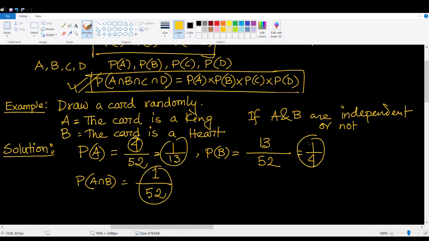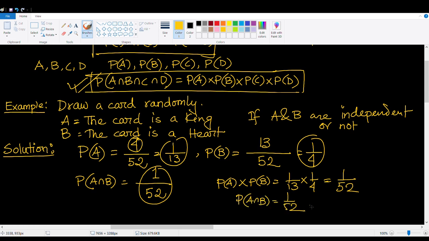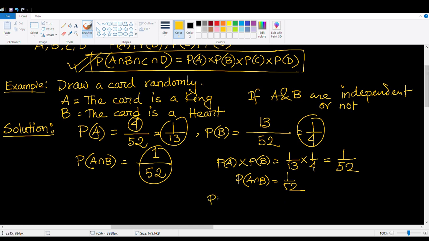All right, here. So now P of A times P of B will be equal to 1 by 13 times 1 by 4, which is 1 by 52. And P of A intersection B is also 1 by 52. Therefore, we can say that yes, our formula of independence is satisfied by both of these events. So we conclude that A and B are independent.